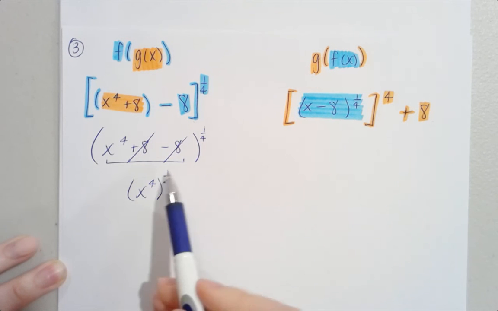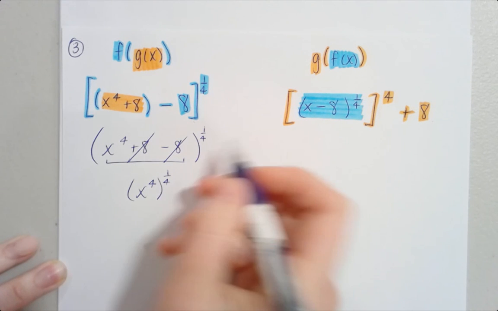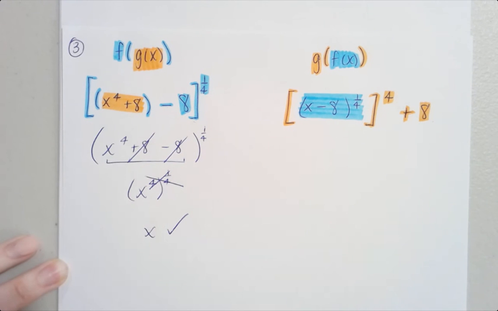And as you guys know, the power of the reciprocal, 4/1 and 1/4, when we multiply, what happens? That's right, they cancel. So what am I left with? Just a plain old x. So that's awesome. So far, so good.